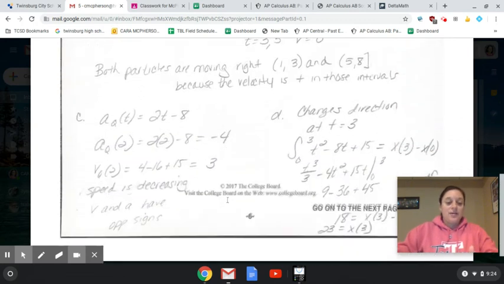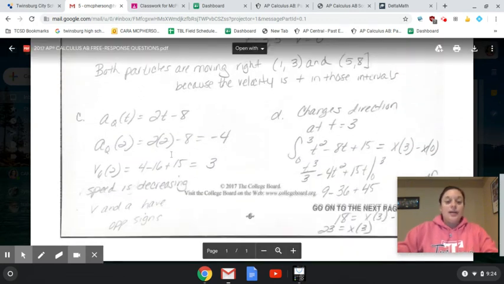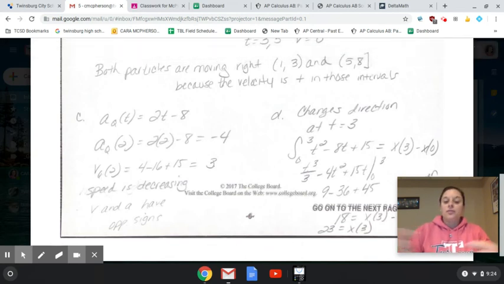So I compared the acceleration at 2, which is -4, and the velocity at 2 is +3. Because those signs are different, we say the speed's decreasing. I don't expect at this point you guys to be comfortable with that.